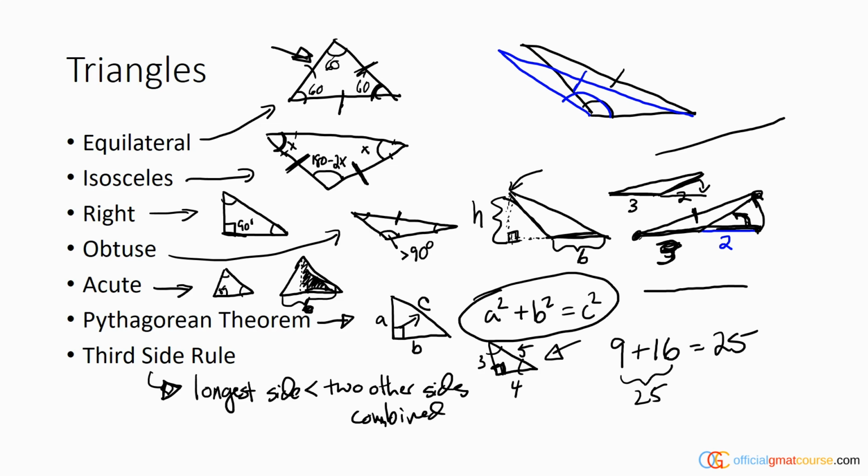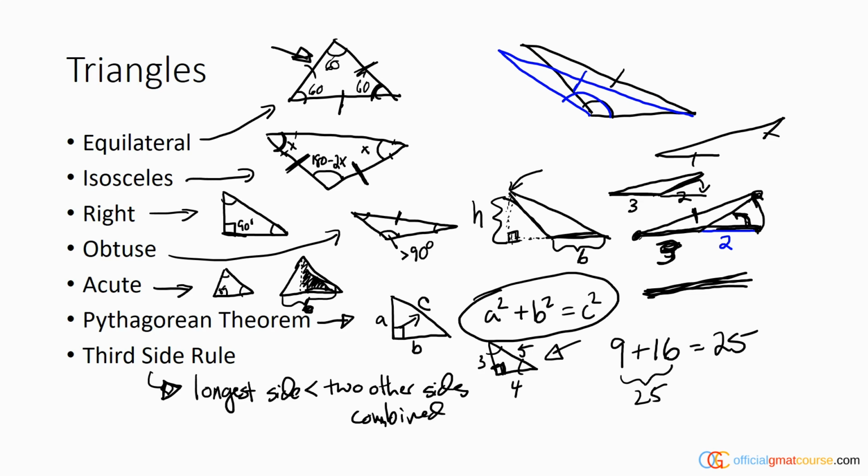For example, if I had a side of 10 and a side of 3 and a side of 2, I could never get these two sides to meet each other. But if it's exactly the same length, it would create a flat line. And so it has to be smaller than the addition of the other two sides, and that's the principle behind the third side rule.